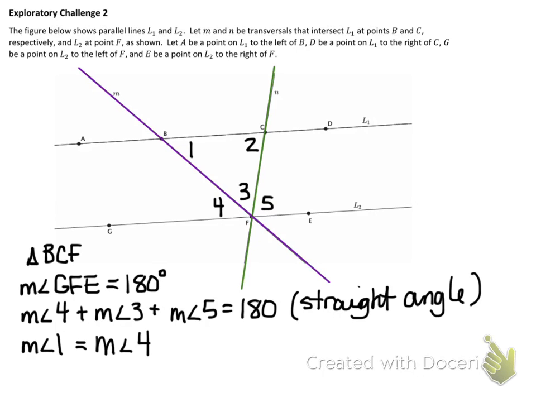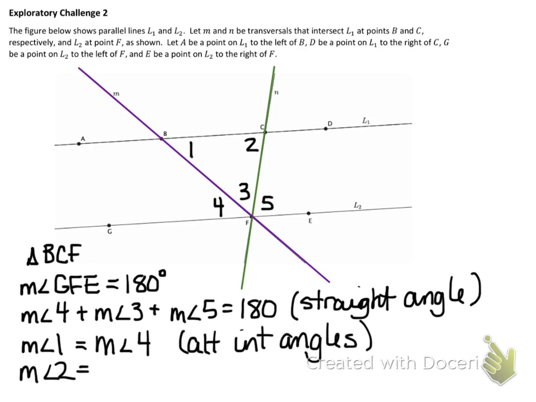Okay, well, they're on opposite sides of this transversal here, but they're inside the parallel lines. So that means they're alternate interior angles. Alternate meaning on either side of the transversal, interior meaning between the parallel lines. So they're alternate interior angles. Okay, so I also need to find something that I can substitute for angle 2. So which angle would be equal to angle 2, which measure, and why?